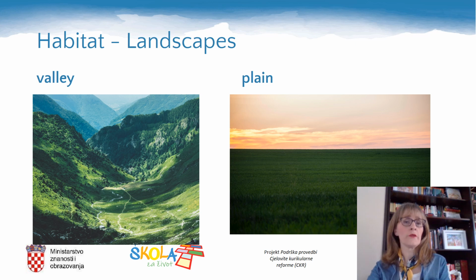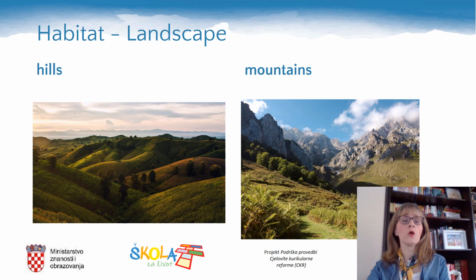Do you know the difference between valleys and plains? A valley is a low place between mountains or hills, usually with a river, and a plain is a large area of flat land. What about hills and mountains? This is probably easy. Mountains are taller and steeper than hills.